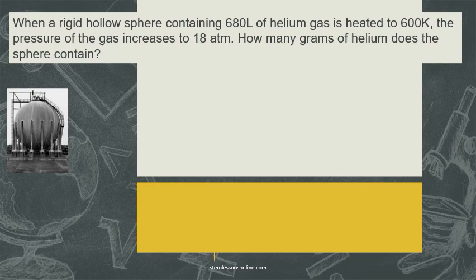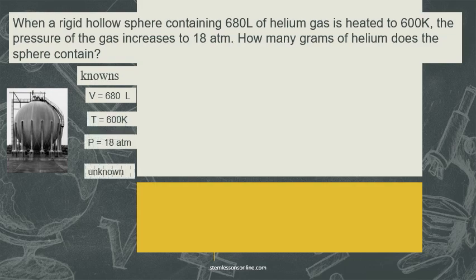Another question here. A rigid hollow sphere contains 680 liters of helium gas, which is heated to 600 Kelvin, and the pressure of the gas increases to 18 atmospheres. How many grams of helium does the sphere contain? Now it is asking about mass, grams. So before that, let us write down what is given. Volume is given, temperature is given, pressure is given, and they're asking moles of helium converted to grams of helium. So they're asking grams, but first we will do the moles, then we will find the mass.